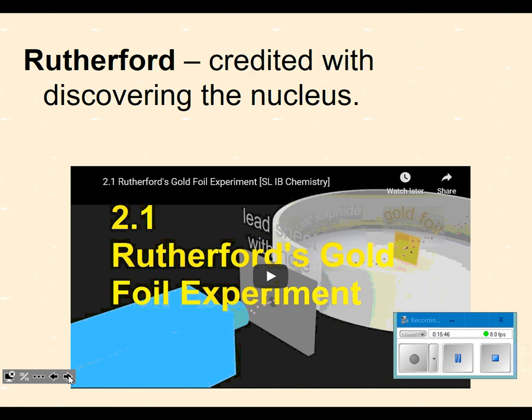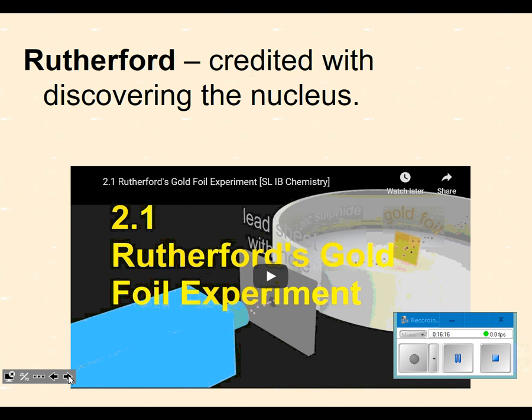Thomson's model and went, something's not right. And so he actually did his gold foil experiment. In his gold foil experiment, he shot alpha particles at gold foil. Alpha particles are positively charged. And so some of them went through. If they had all gone through, then it couldn't have been positive material, because those positives should have repelled each other. Well, some of them did bounce back.